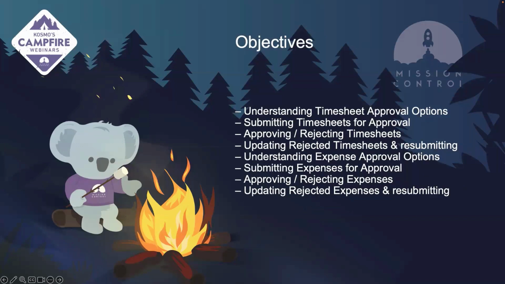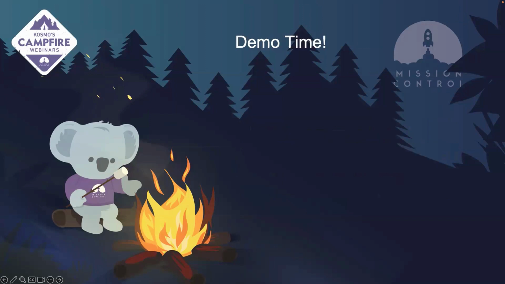The main objectives today are that we understand the timesheet approval options, how to submit the timesheets for approval, approving and rejecting, and then what happens after we reject those timesheets, how can the users get their time logs back to the person that needs to approve them, as well as for expenses, so understanding the options and so forth. So let's go ahead and get started.